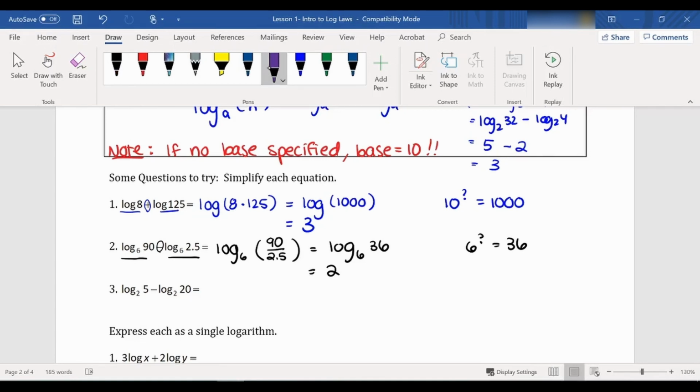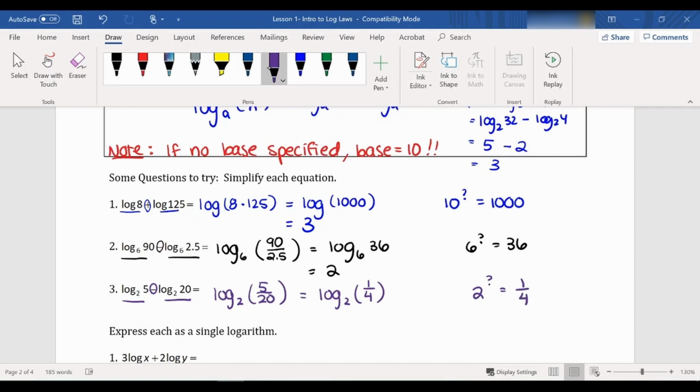Last one. Again, we've got subtracting. We've got two logs with the same base, so we can write this as one log with that base. We would have 5 over 20, so it's not just the biggest number over the smallest number. It's whatever's in front of the subtraction goes on top, whatever came after the subtraction goes on the bottom. So we would rewrite this as log base 2. I would simplify this to be 1 over 4. So what we want to know is 2 to what power gives me 1 over 4.